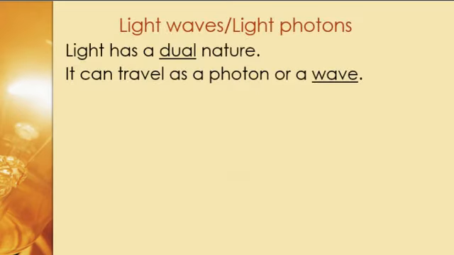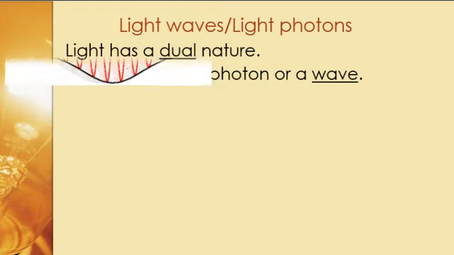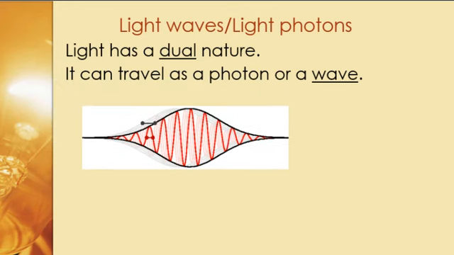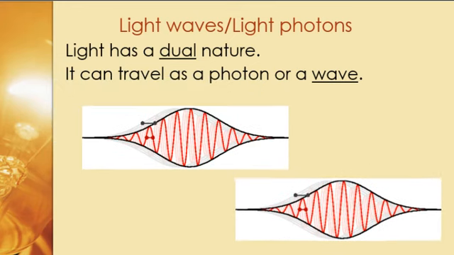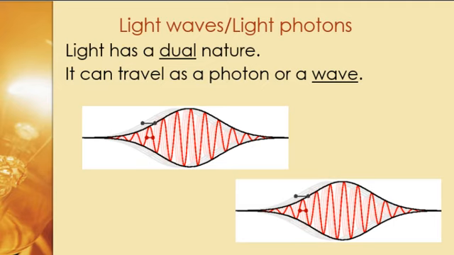All right. So light, as best we can tell, has a dual nature. All right? It acts funny. It acts strangely. It can travel as either a wave or a particle. The particle we call a photon. So I like to show it like this. And I call that a particle wave. A particle wave. All right?